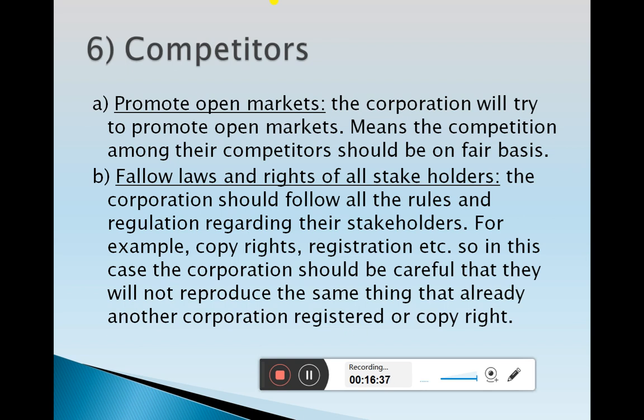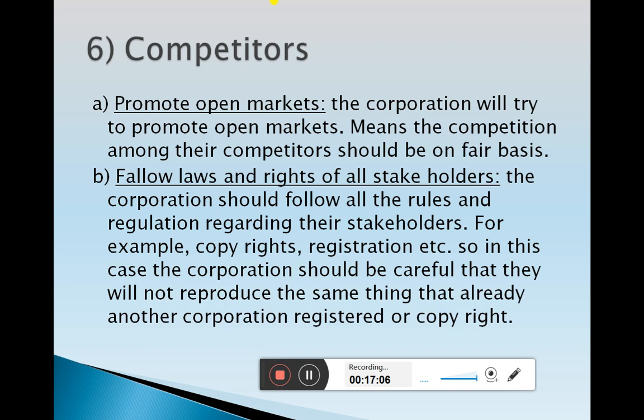Suppose a competitor is decreasing its price. It doesn't mean that I must decrease my price. If I am not able to decrease my price, I must maintain the quality. Competition must be on a fair basis.